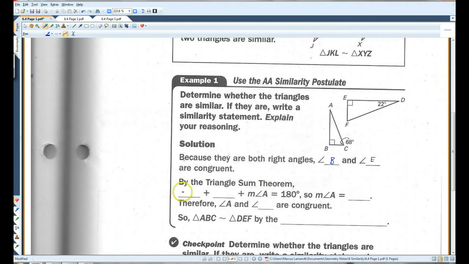By the triangle sum theorem, 68 plus 90 plus the measure of angle A has to be 180 degrees. So the measure of angle A is 22 degrees. Therefore, angle A and angle D are congruent. So, these two triangles are similar by the angle-angle similarity postulate.